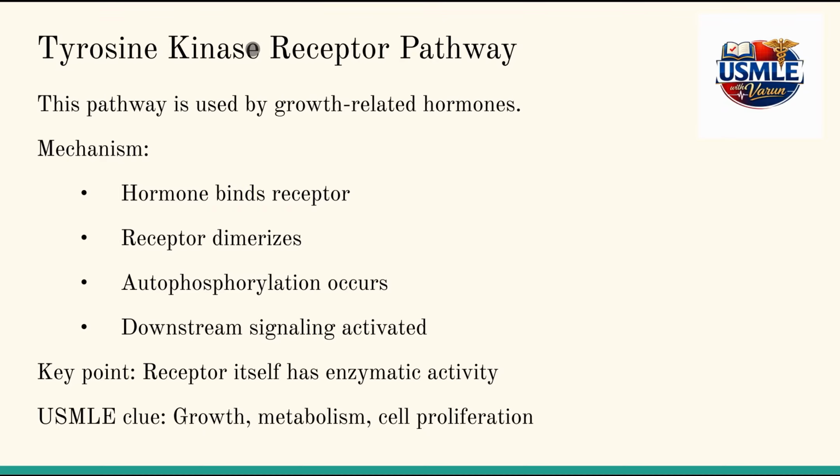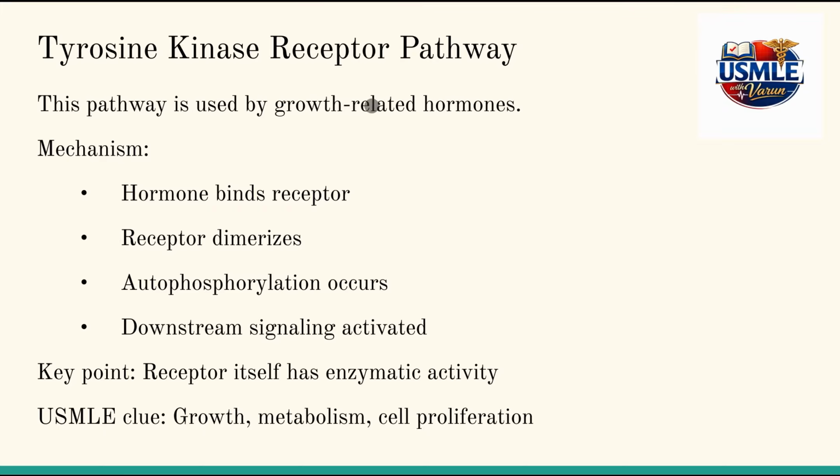So now let's discuss the tyrosine kinase receptor pathway. In this pathway, the receptor itself has enzymatic activity, is what we should remember. After the hormone binds a receptor, there is dimerization of the receptor, which leads to autophosphorylation. This autophosphorylation leads to downstream signaling. So in this tyrosine kinase receptor pathway, the receptor itself has enzymatic activity.